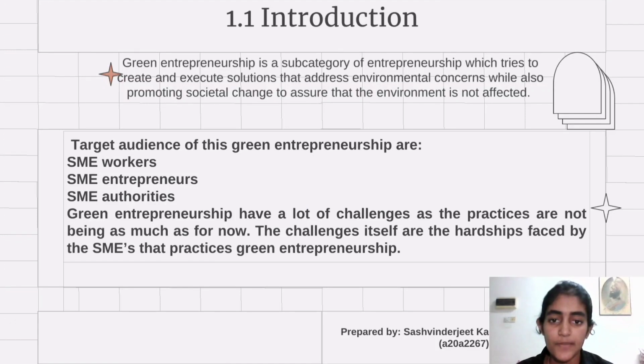My name is Sashvinderjeet Kaur a/p Jaswant Singh, and my matric number is A20B2267, and I'm going to present 1.1, which is the introduction. Green entrepreneurship is a subcategory of entrepreneurship which tries to create and execute solutions. Target audiences of this research are SME workers, SME entrepreneurs, and also SME authorities.